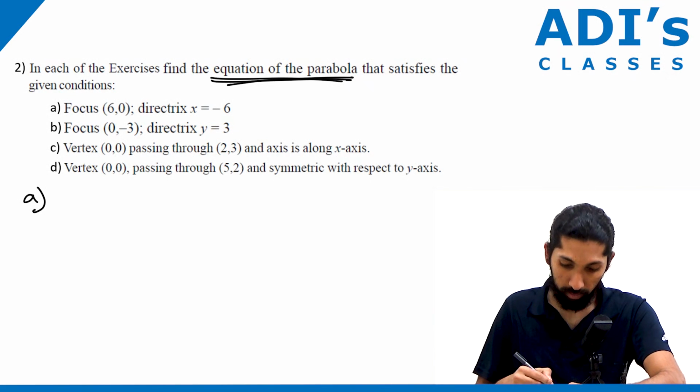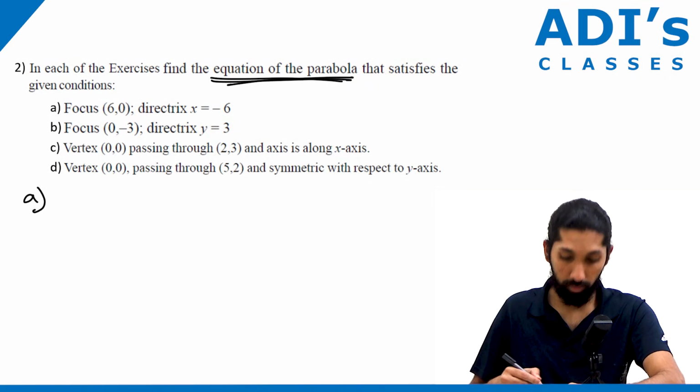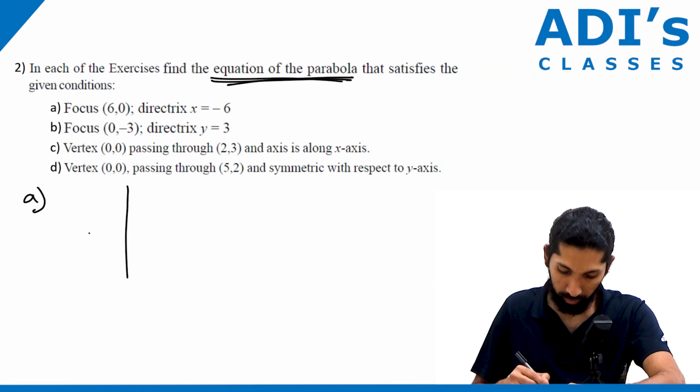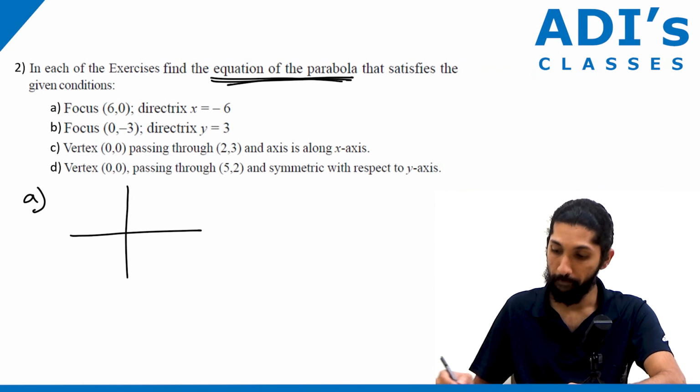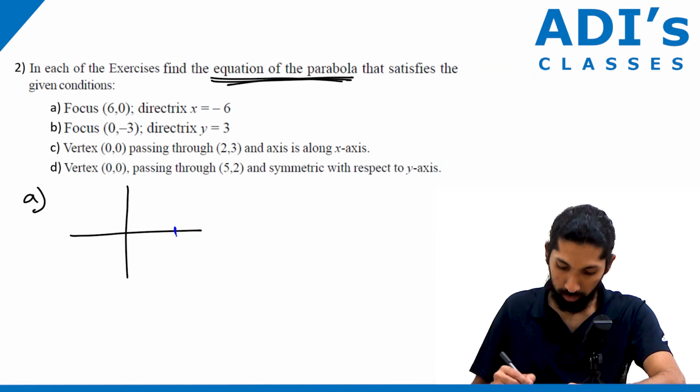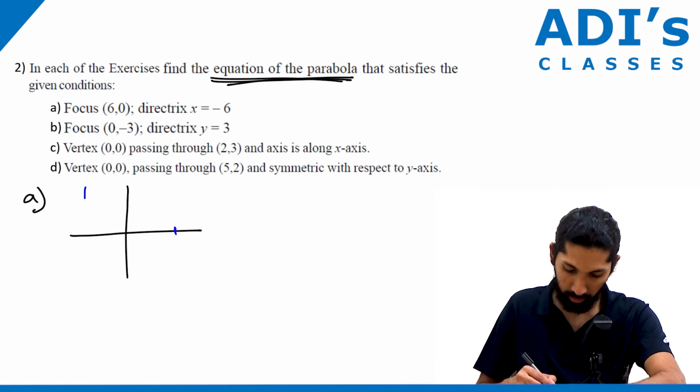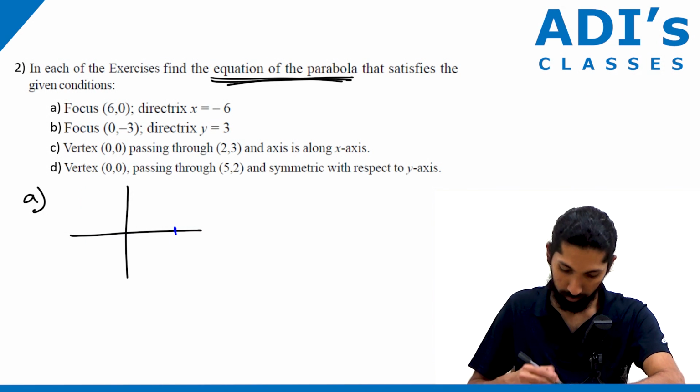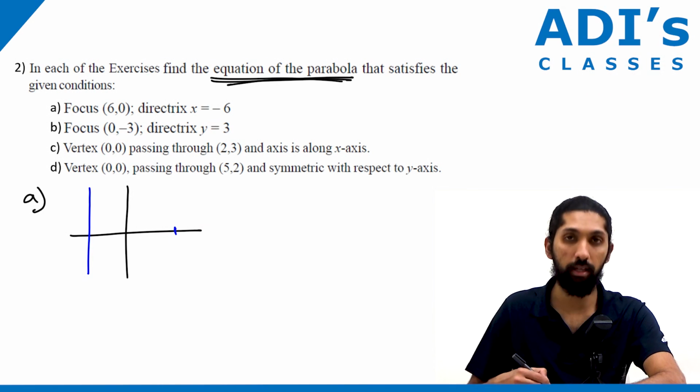Here, the focus is 6, 0. So that means first what we'll do, I'll write the x and y axis. The focus is 6, 0. Well and good. Directrix is x is equal to minus 6, something like this.